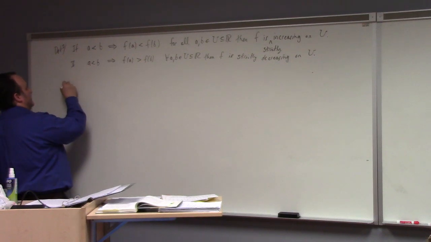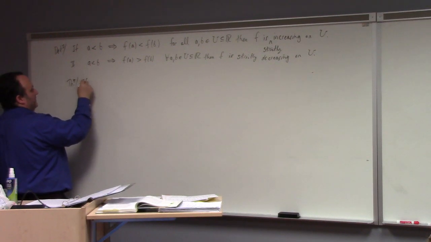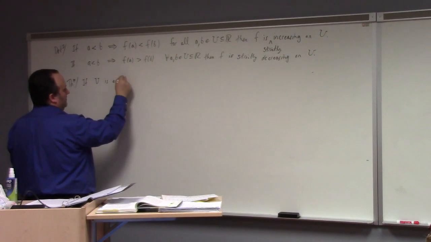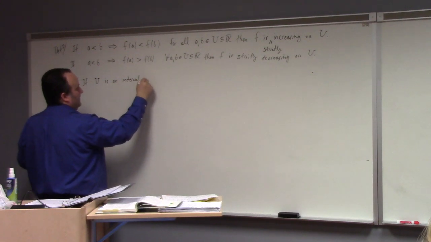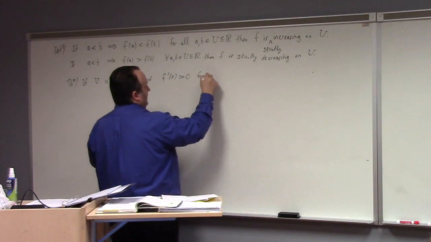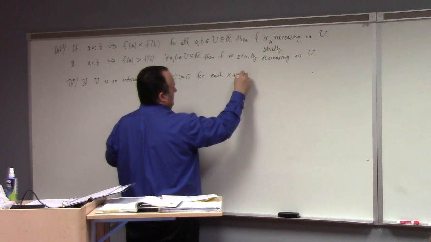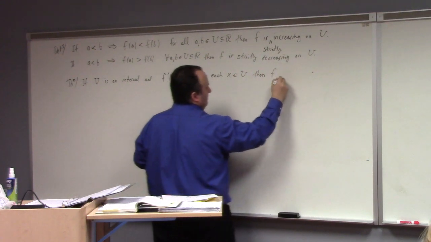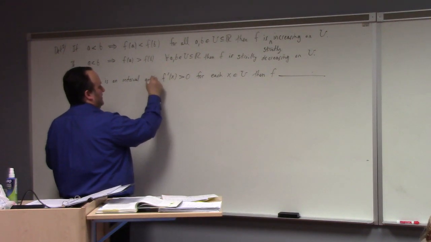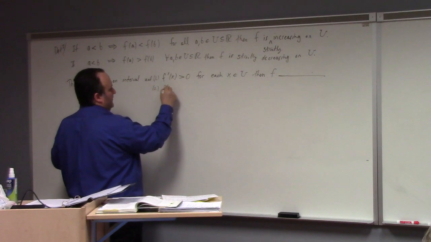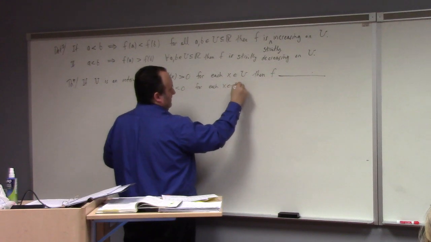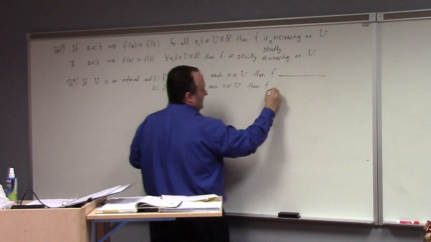So this is a theorem from Calculus 1. If U is an interval and f prime of x is greater than 0 for each x in U, then f blank. All right? That's 1, 2, f prime of x less than 0 for each x in U, then f fill in the blank.